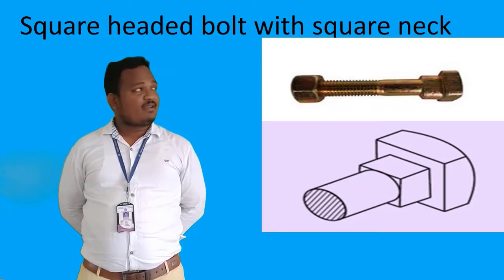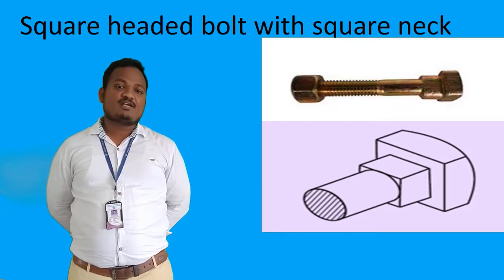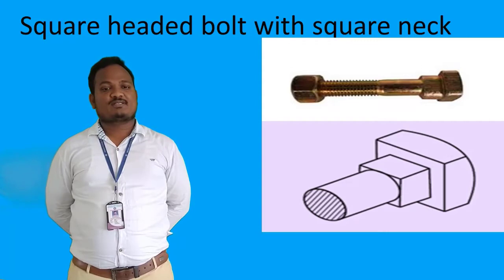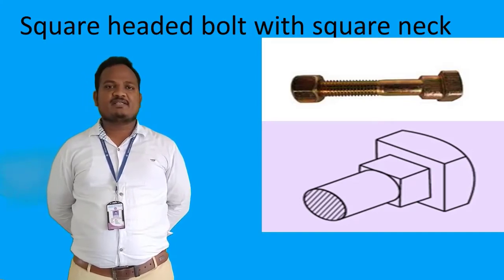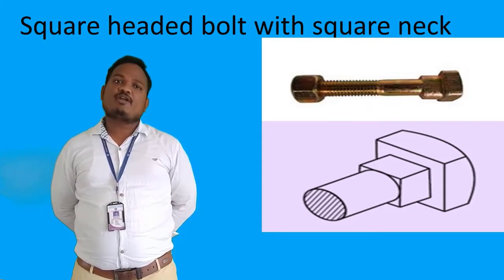In this diagram, it is provided with a square neck which fits into a corresponding square hole in the adjacent part, preventing the rotation of the bolt. That is the main application of the square neck. Apart from that, each and every detail is the same as the square-headed bolt.